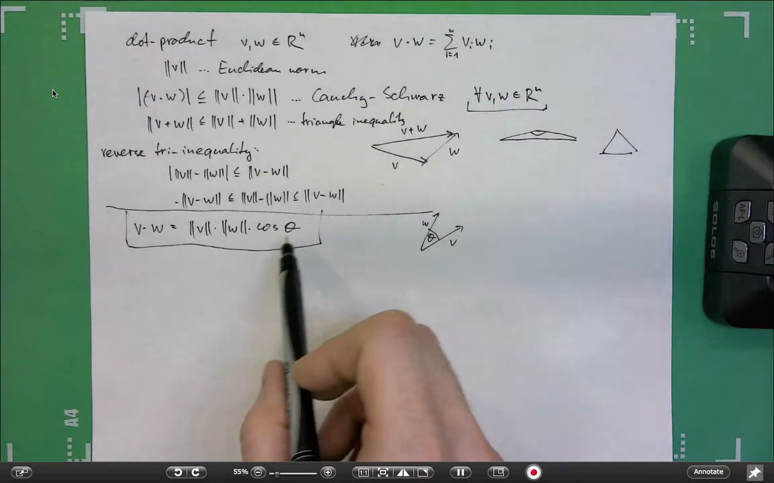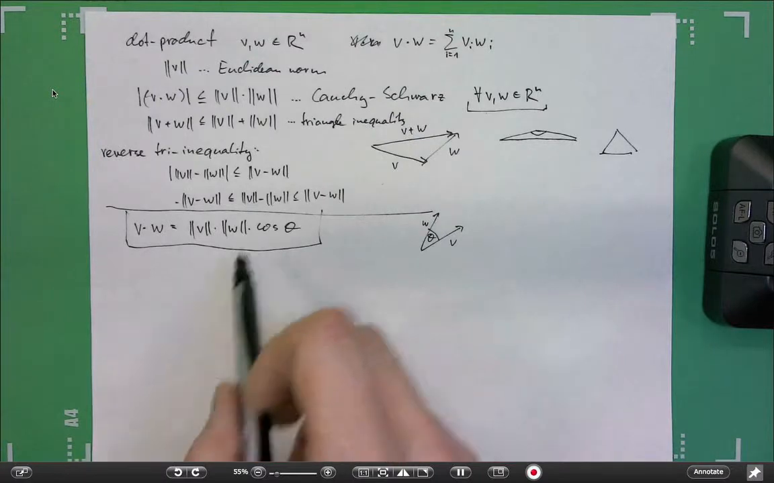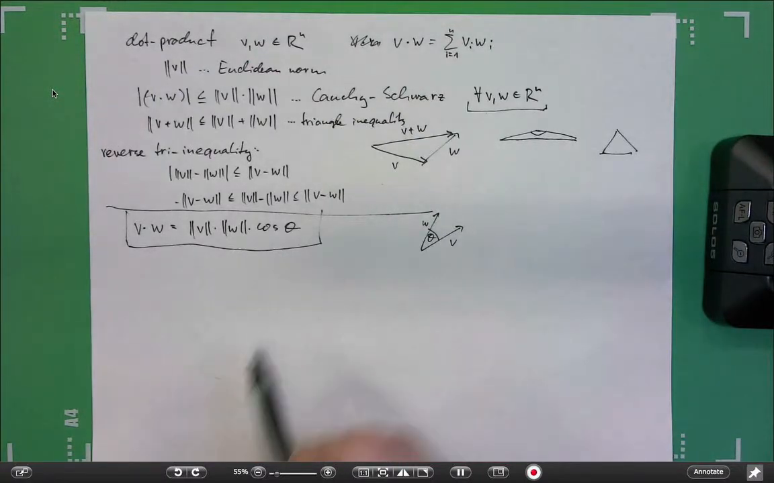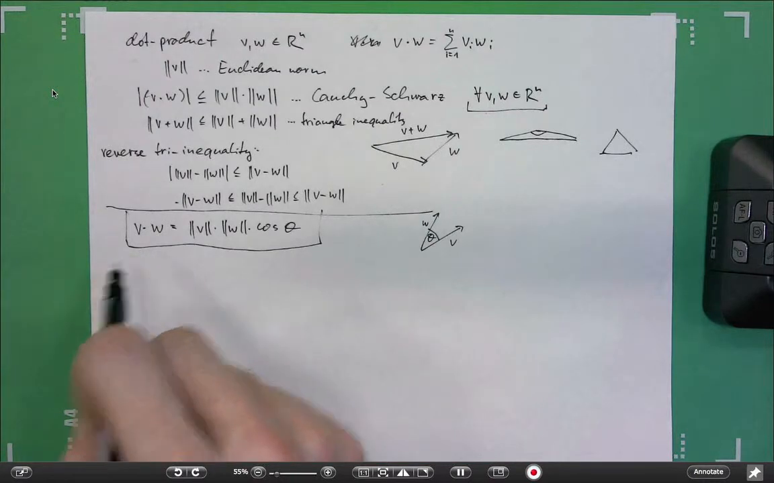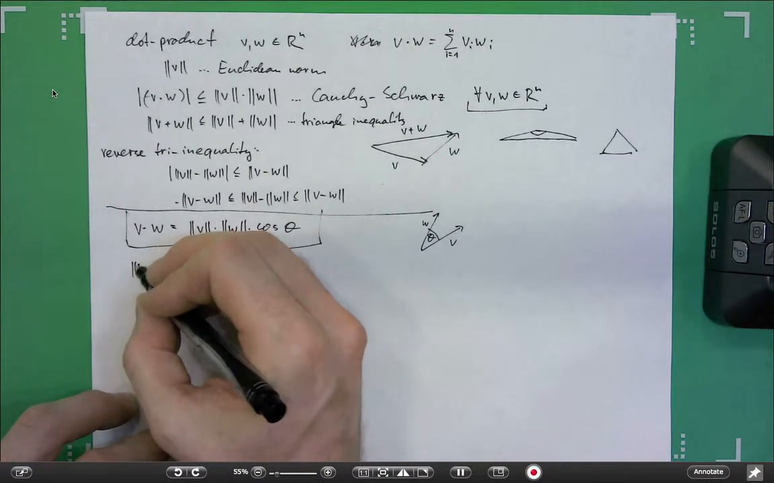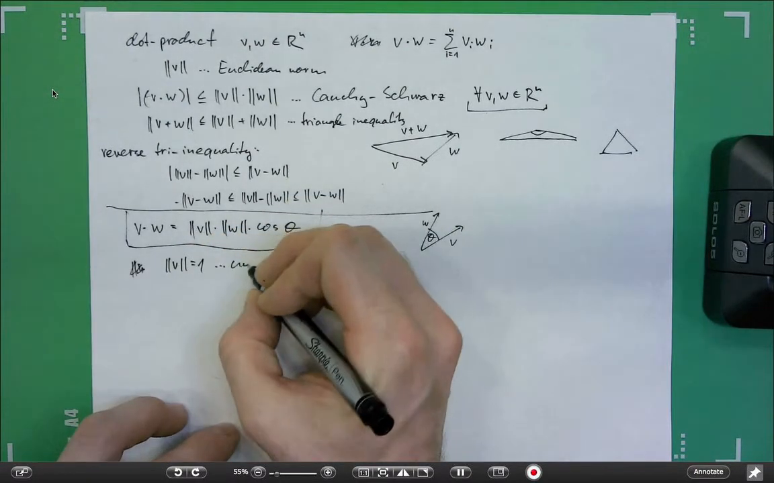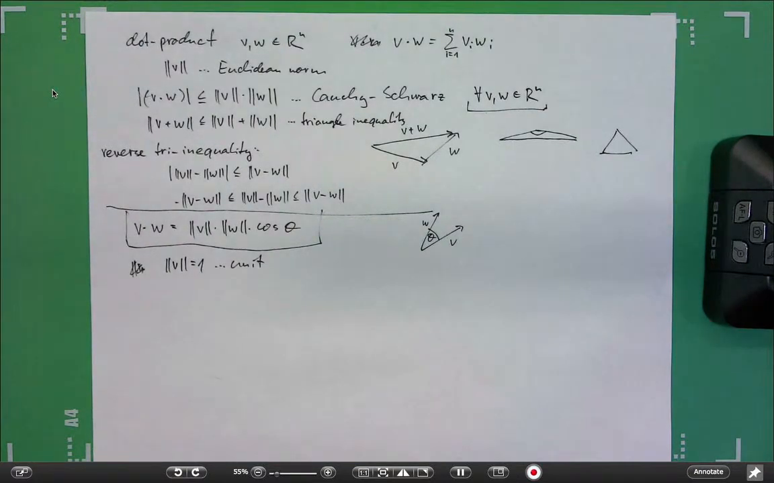So what immediately follows is that if theta is greater than 90 degrees, then the cosine is negative, so the dot product is negative. If theta is 90 degrees, then the dot product is 0, and we call these two vectors, what do we call them, when they have a 90 degree angle between them? Orthogonal, exactly. We will get to it in much more detail. Orthogonal vectors will play a very important role. Vectors with length 1 we call unit vectors, just recapitulating the terminology.